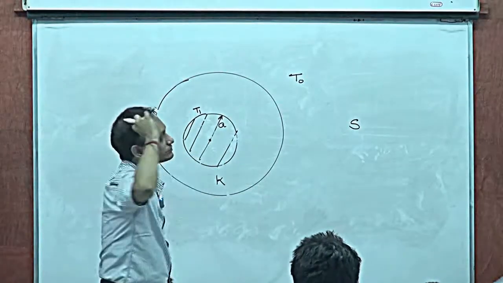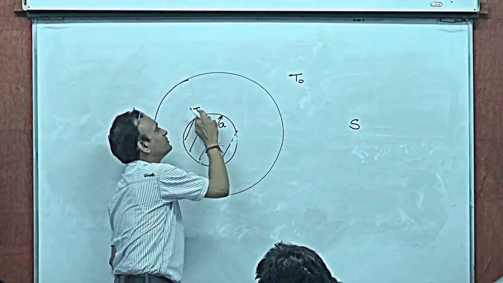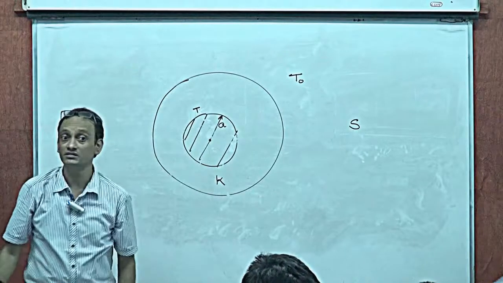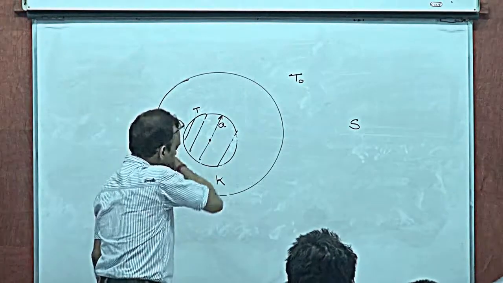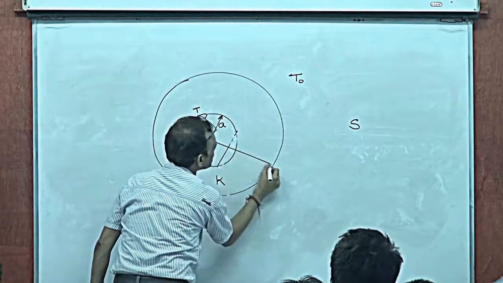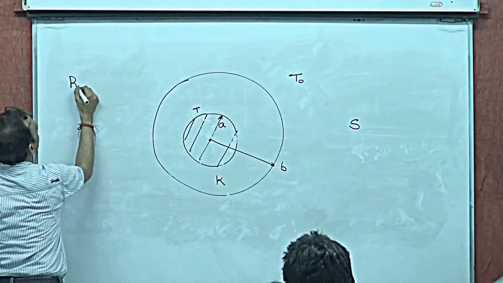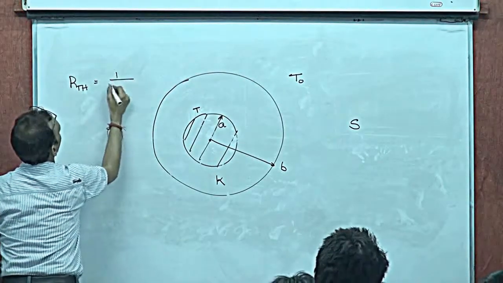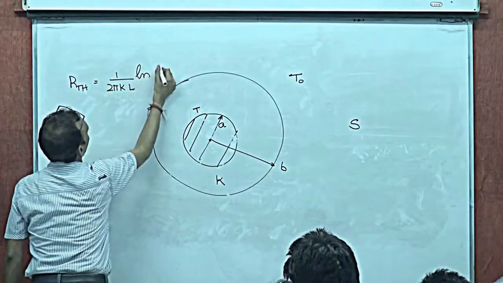Now, this temperature is growing. At an intermediate instant, let's say the temperature of this is T. By the way, this radius is B. What's the thermal resistance of this unit? I told you, 1 by 2 pi KL, L is the length, log B by A.